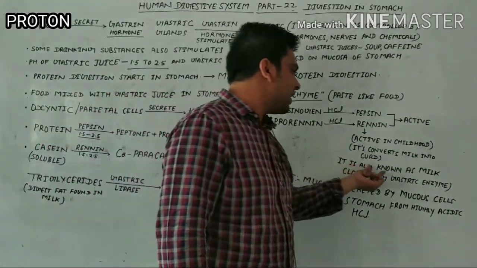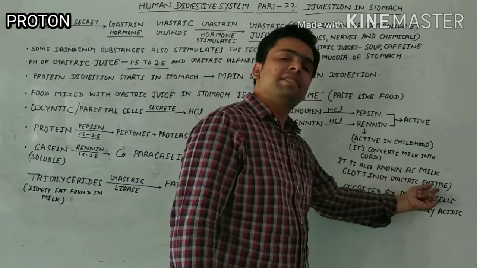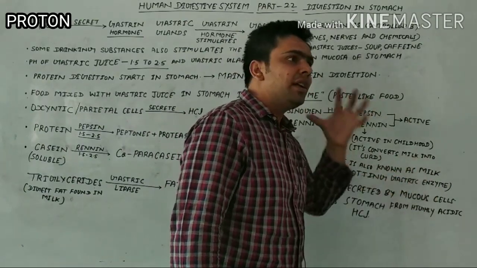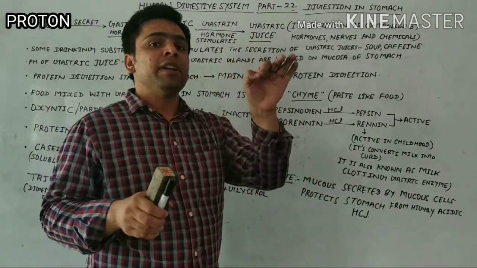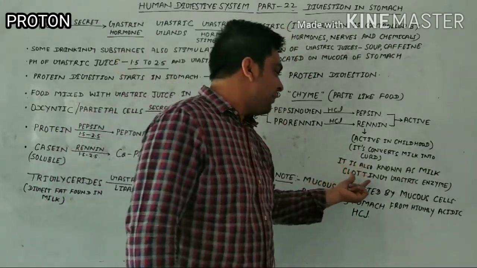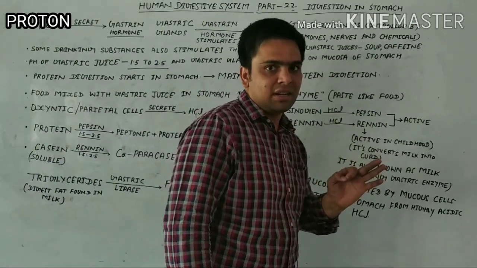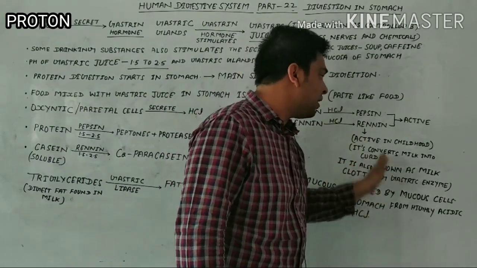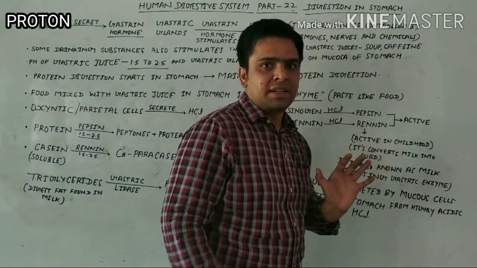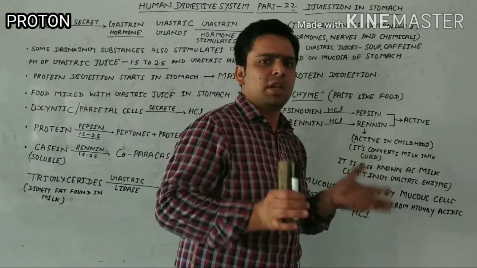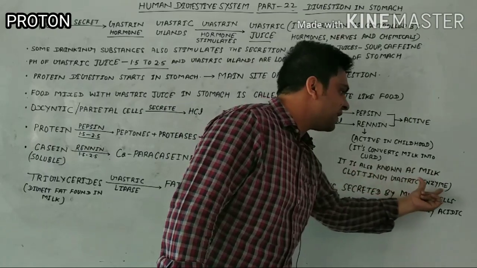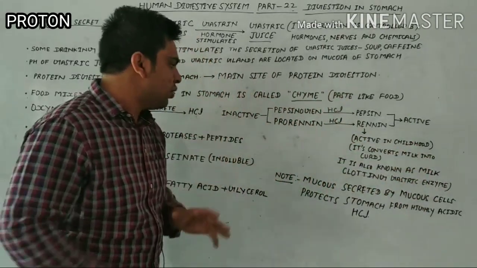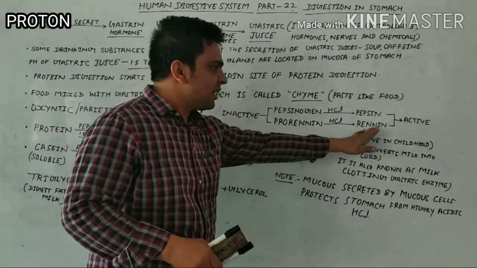It is also known as the milk clotting gastric enzyme. Clear, students? Because it clots the milk when an infant feeds on mother's milk. At that time, it clots the milk and converts it into a curd-like substance that is solid in nature. So it is known as the milk clotting gastric enzyme. Clear, students? So this is all about renin.